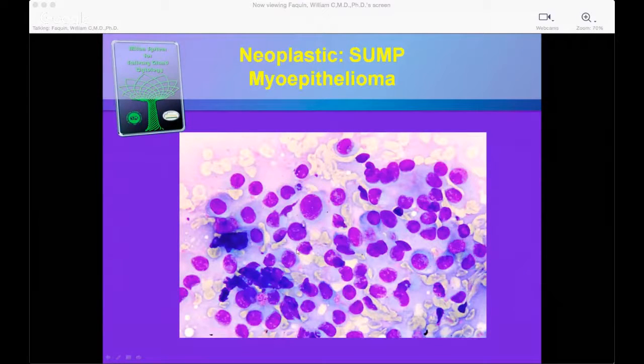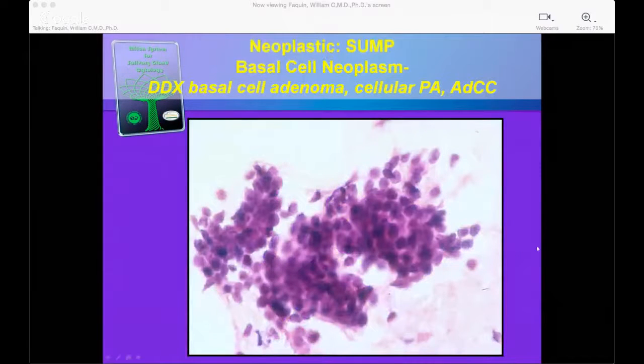Here's another example. This turned out to be myoepithelioma. It's a pure population of myoepithelial cells. There's some pleomorphism here, variation in cell size and nuclear size. And this is an example where if I'm not comfortable that this is a definitively benign tumor, if I can't exclude a malignant tumor, I'm going to place it into the uncertain malignant potential category.